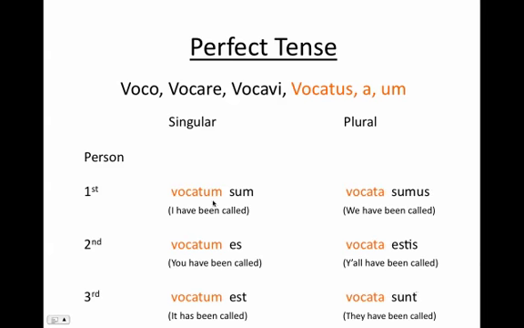And we can also see this in the neuter. Here we're going to use wokatum in the singular, and the nominative plural of that second declension, neuter, is wokata, which we're going to use for all the plural forms. So we have wokatum sum, wokatum es, wokatum est, wokata sumus, wokata estis, and wokata sunt. Remember, this is a two-part verb, so we have two separate words.